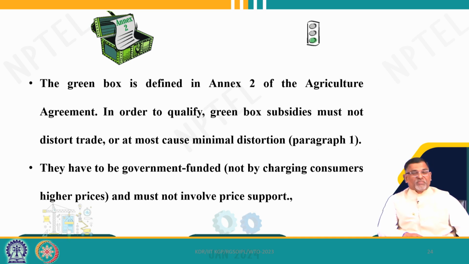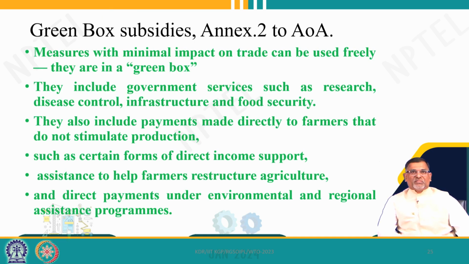For example, all the subsidies provided for R&D. So, R&D is a green subsidy, and then governmental services, research, disease control, infrastructure, food security, all includes payments directly to farmers that do not stimulate production. I do not know which subsidy is not stimulating production. So, the main objective of providing a subsidy itself is to stimulate, directly or indirectly, production.